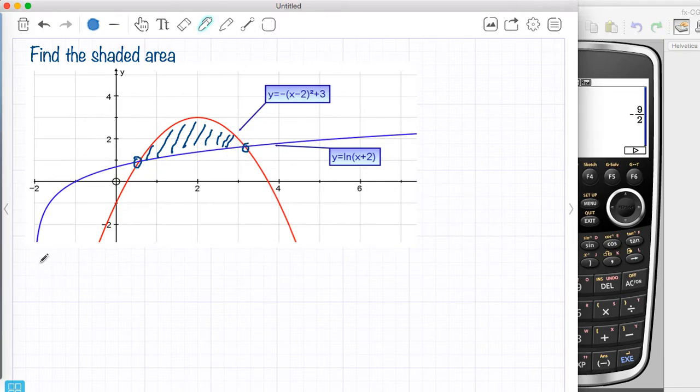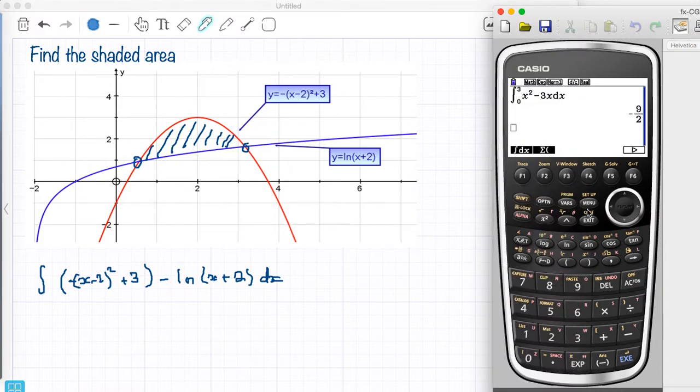So when I come to write it out, I can think about it as being the red curve. Now I'm just going to write it out exactly as it is in the question. Squared plus 3. And then I'm going to take away log x plus 2 from that. And because I'm looking for an area, I want to integrate. Now, all I need next are the two limits. So I need to know where this intersects this.